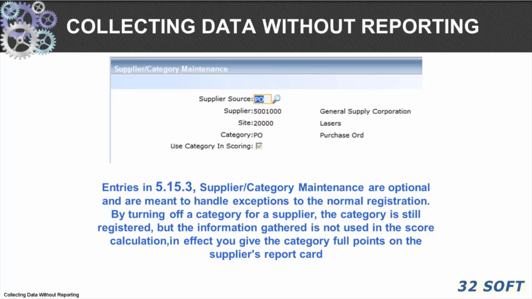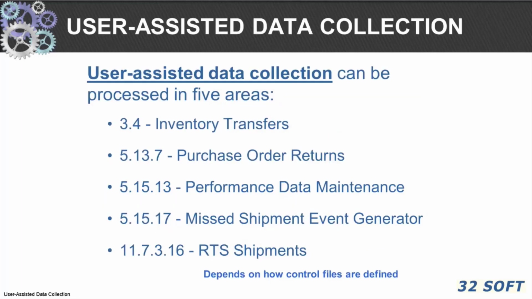As we spoke earlier, entries in 5.15.3 supplier category maintenance are optional and are meant to handle exceptions to the normal registration. By turning off category for supplier, the category still remains registered, but information gathered is not used in the score calculation. In effect, you give a category full points for the supplier report card. User-assisted data collection can be processed in 5 areas: inventory transfers, purchase order returns, performance data maintenance, missed shipment event generator, and RTS shipments. This all depends on how your control files are defined.